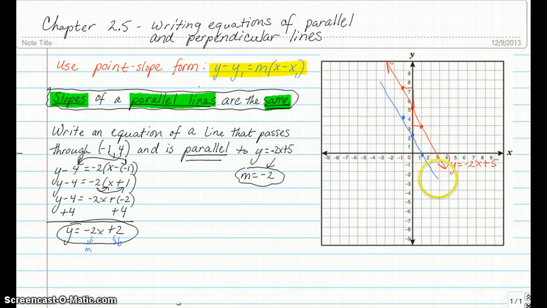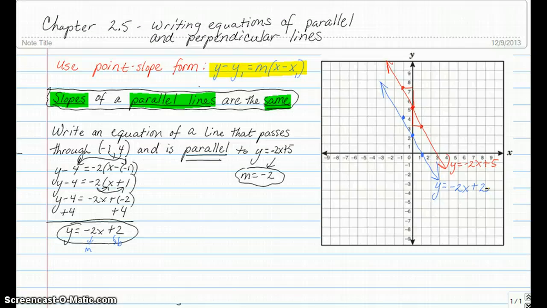Again, you'll use a straight edge. I don't have that luxury on here. But then you can see that the lines are in fact parallel. This is y equals negative 2x plus 2. And so the concept that you need to take away is that parallel lines always have the same slope.